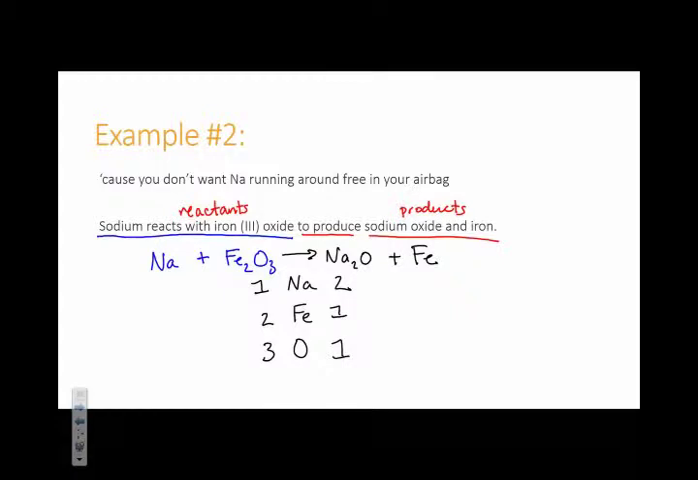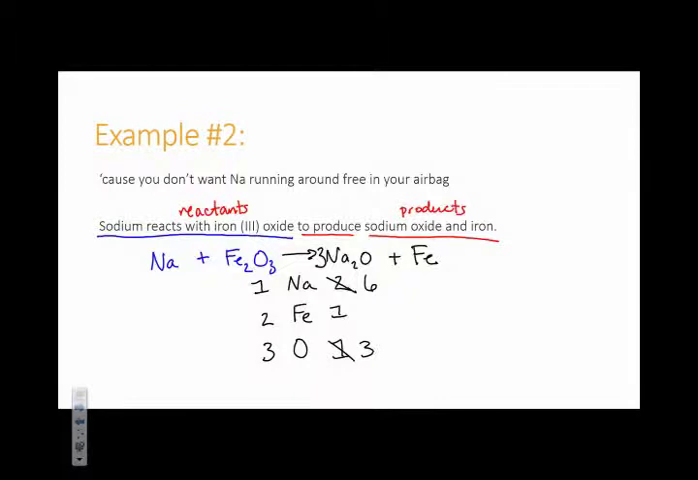I'm going to randomly choose to start with iron. Well, no, iron's all by itself. I'm going to start with oxygen because it shows up in the compound in both places. And I see that I have 3 oxygens on one side but only 1 on the other, and so I'm going to make that a 3. That changes my oxygens to 3 and changes my sodiums to 6.